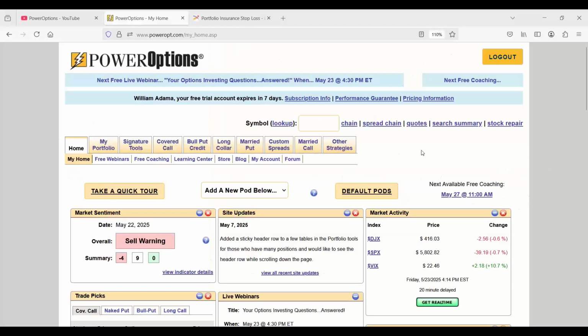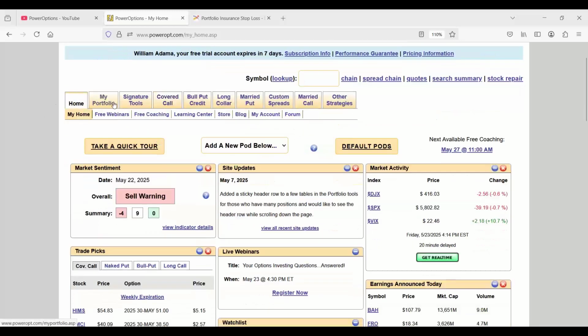There we go. Fantastic. Now, right now, as you can see, I have my strategy tab menu set up: home, my portfolio, signature tools, covered call, and so forth. I don't have long call and long put available, buy call or buy put. I don't have cash secured naked puts here either. If you don't see a strategy when you log onto your account when you're first starting your trial, simply click the Other Strategies tab.